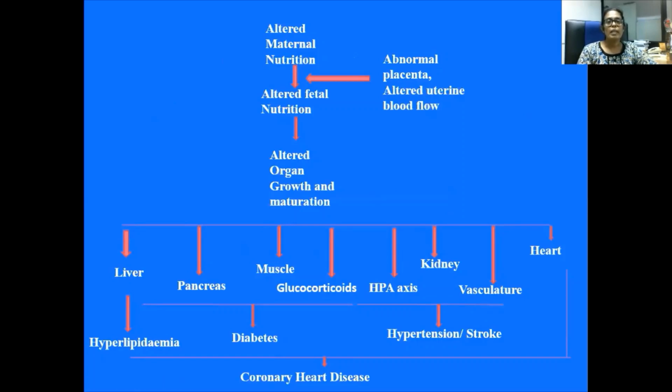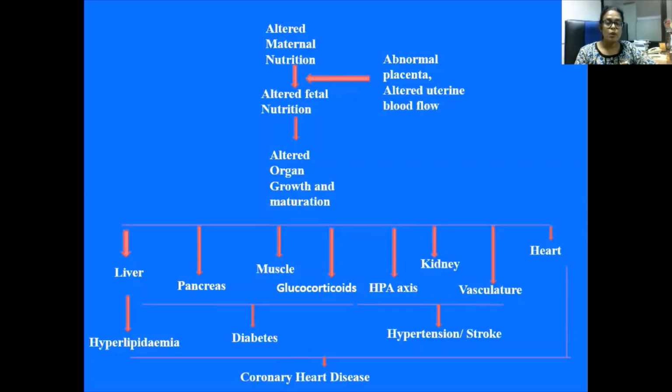There is altered maternal nutrition, which results in altered fetal nutrition, and also abnormal placenta and altered uterine blood flow effects. Altered fetal nutrition then adversely affects organ growth and maturation. So what are the organs? Liver, pancreas, muscle, kidneys, vasculature, and heart. And it also disturbs the normal axes, like the glucocorticoid axis and the hypothalamo-pituitary adrenal axis.